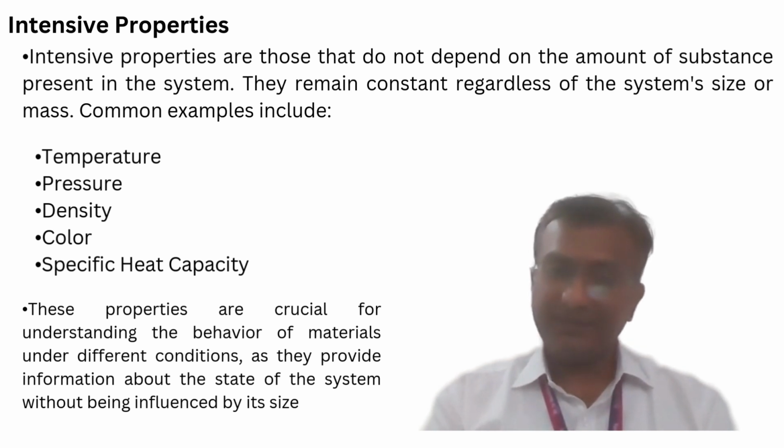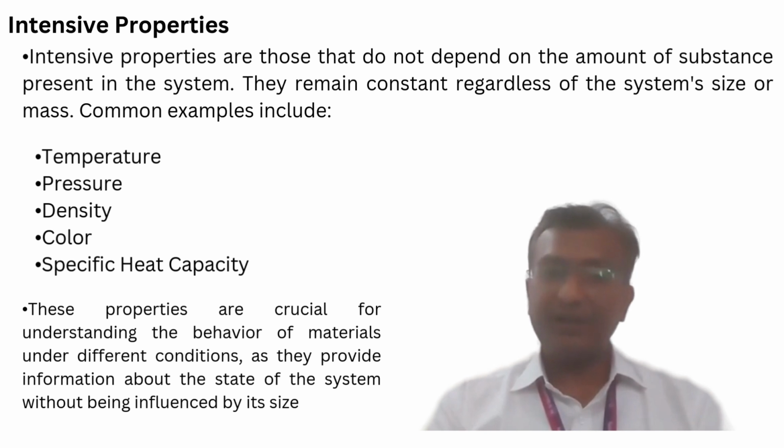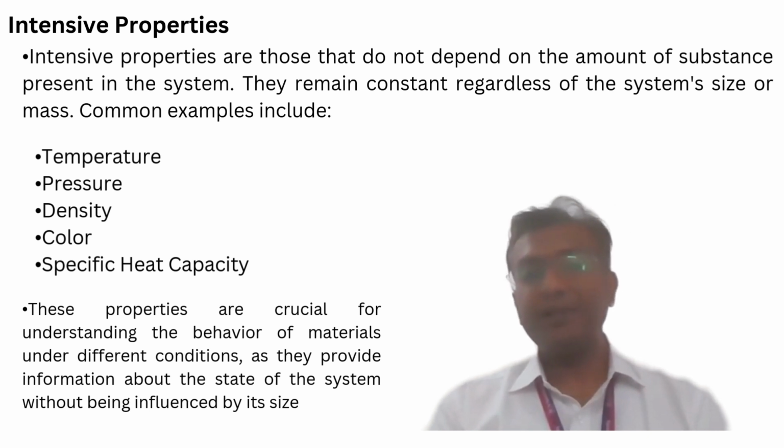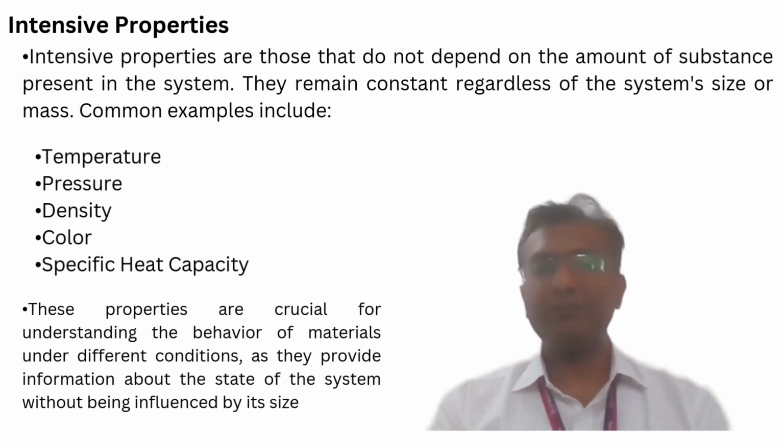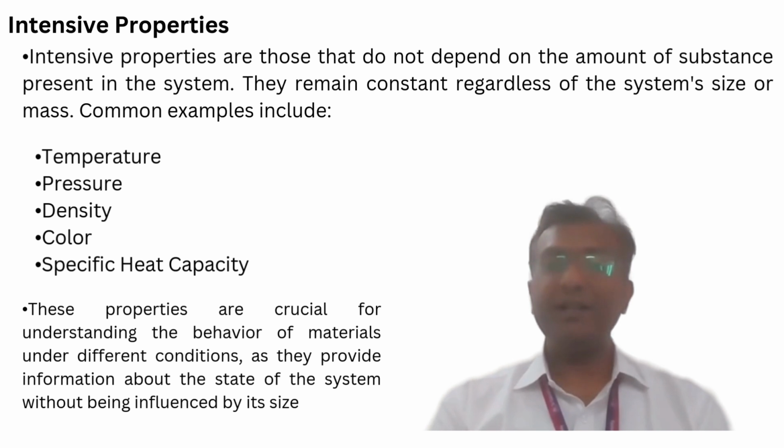Specific heat capacity. This is a particularly useful intensive property. Specific heat capacity tells us how much heat energy is required to raise the temperature of a unit mass, like 1 gram or 1 kilogram of a substance by 1 degree Celsius or 1 Kelvin. Because it's defined per unit mass, it doesn't matter how much of the substance you have. The specific heat capacity remains constant.